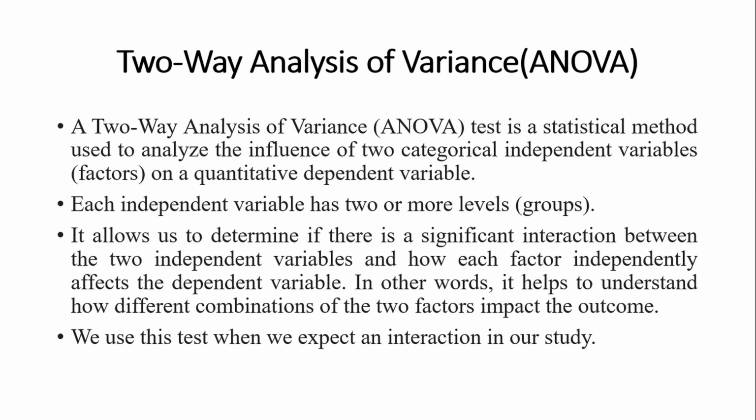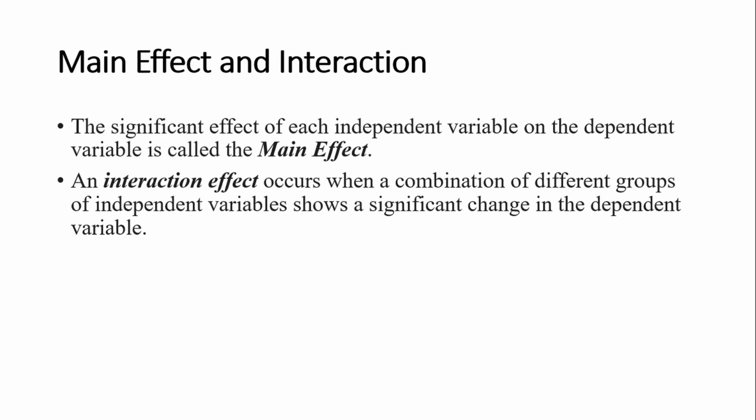Literature review guides us to deduce that these two categorical variables might have an interaction to affect the dependent variable. The significant effect of each independent variable separately on the dependent variable is called the main effect. And an interaction effect occurs when a combination of different groups of independent variables shows a significant change in the dependent variable.